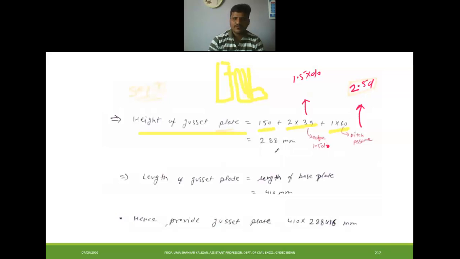By applying this formula you will get the height of the gusset plate, and the length of the gusset plate is equal to the length of the base plate. Length of the base plate is how much? 410 mm, already what we have decided. Therefore, the gusset plate we need to provide is 410 by 288 by 16 mm. Thickness already we have assumed 16 mm. In this way we need to design the gusset plate.